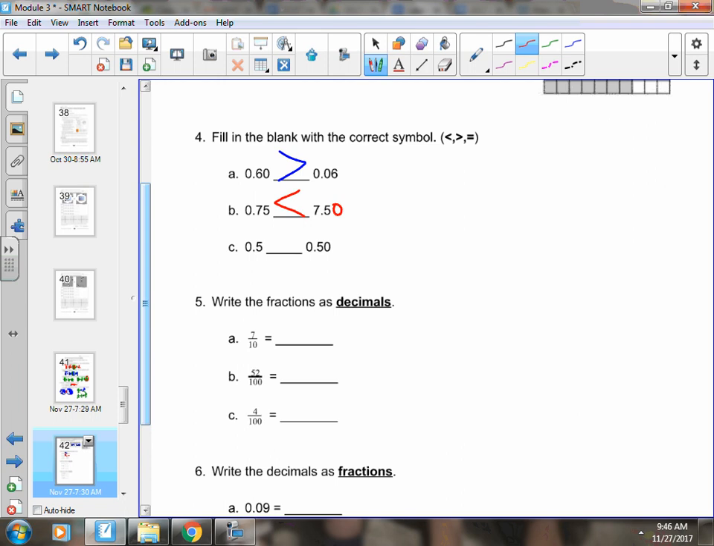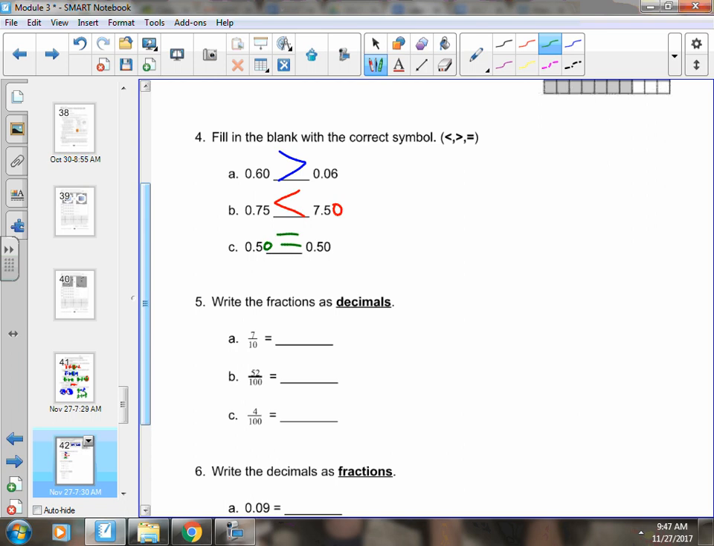And the last one, it's always good to make them both go up to the same place value. Since one of them goes up to the 100ths place, I'm going to make the other one go up to the 100ths place by adding a 0. And now it's easy to see that they're exactly the same.